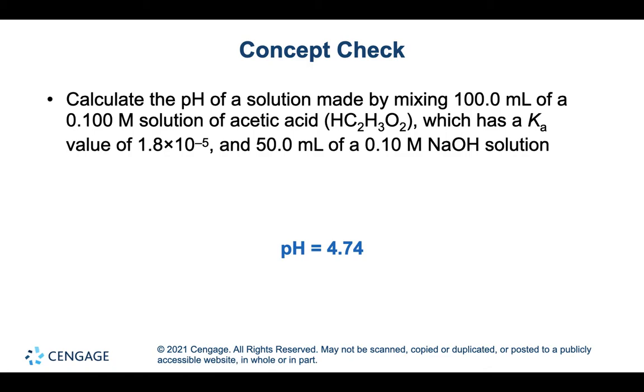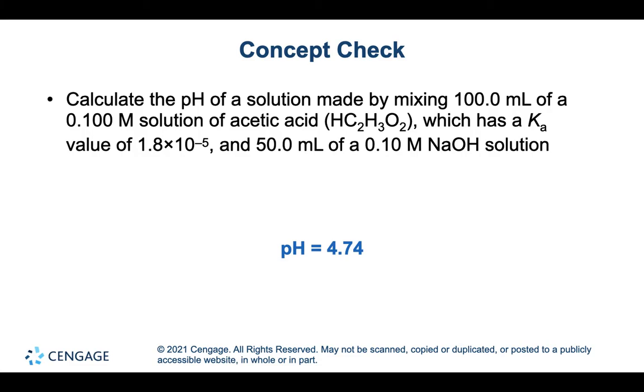Now, what's the pH mixing 100 milliliters of 0.1 molar acetic acid, which has a Ka of 1.8 times 10 to the minus fifth, with 50 milliliters of 0.1 molar NaOH? Well, 100 milliliters of 0.1 molar acid and 50 milliliters of 0.1 molar NaOH, that's actually the halfway point of the titration. You added half the amount of base it would take to neutralize all of the acetic acid. So half of your acetic acid has been neutralized and turned into acetate, meaning you've got equal amounts of acetic acid and acetate.